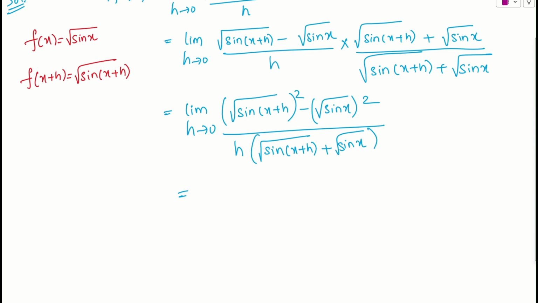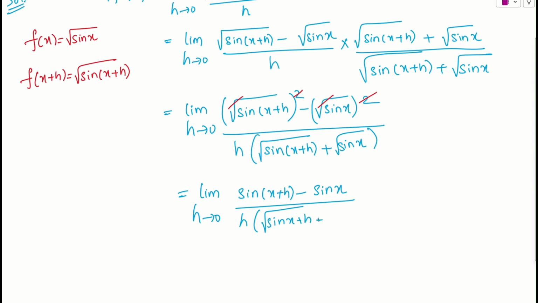Now let us carry on. Simply, square and root will be cancelled here, and here also square and root will be cancelled. What is the leftover term? This is simply limit h tends to 0, numerator is sine of x plus h minus sine x, and the denominator I will keep as it is: h into root of sine of x plus h plus root of sine x. Is it okay?